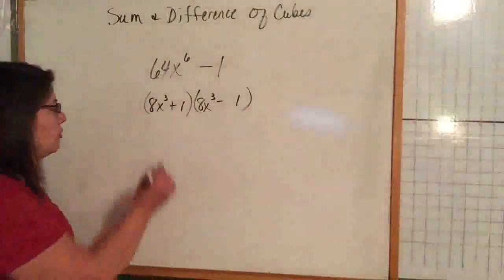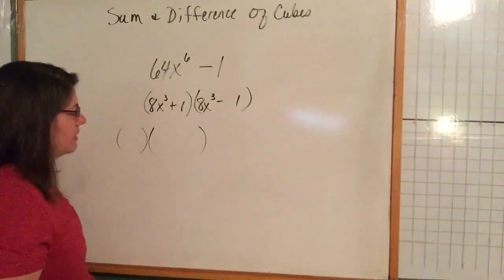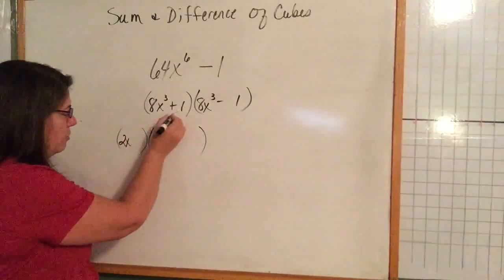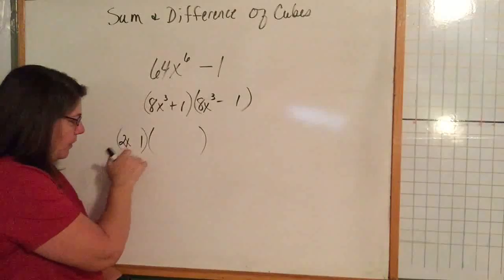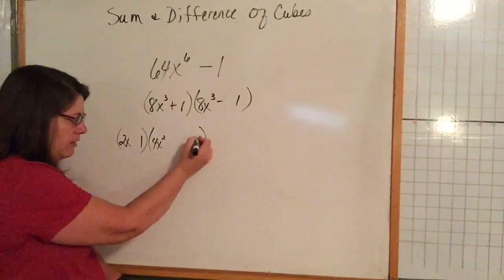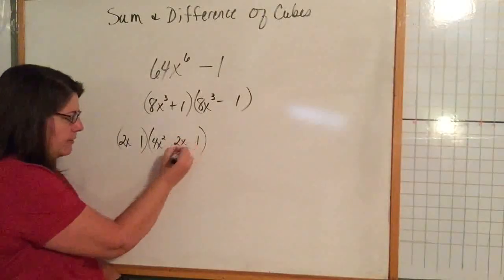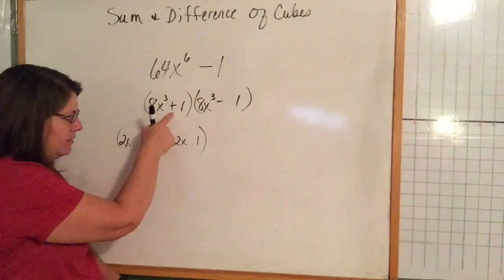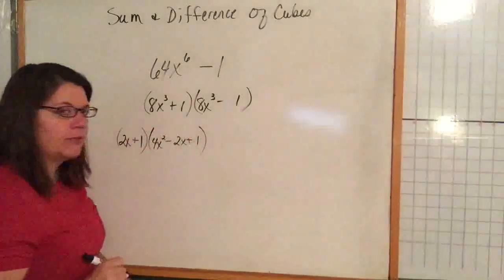So I'm going to factor this one. I do my 2 sets of parentheses. The cube root of 8x cubed is 2x. The cube root of 1 is 1. This is 2x squared, so that would be 4x squared. 1 squared is 1. The middle term is these two multiplied together, 2x. My signs are same, different, plus. This is the one we factored, so the same sign goes here, different sign goes here, always a plus there.